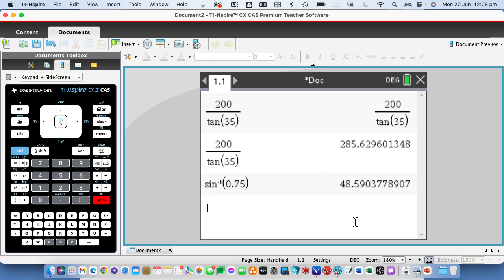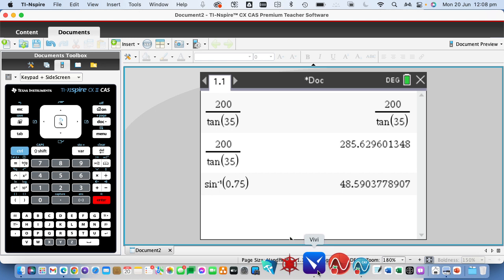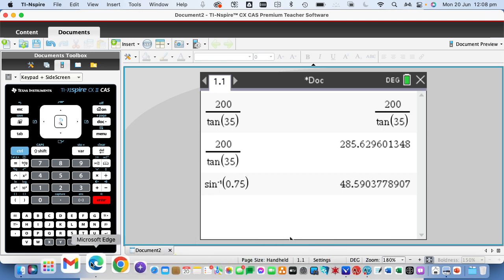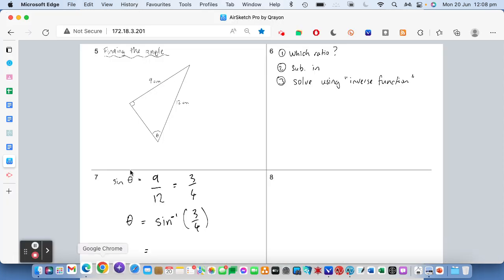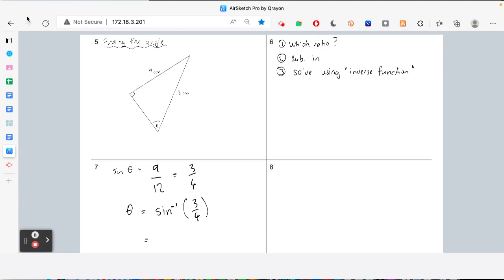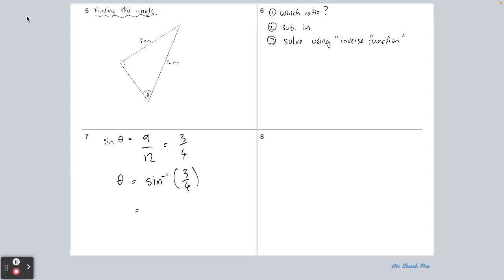So you would switch back to your book. What does that mean? You would write down in your book 48.59 degrees. And I don't think there's any requirement to turn that into degrees, minutes, and seconds from memory. I'm pretty sure you can leave it as a decimal like so. Okay, I've gone over the time limit now, so I'll stop the video here.